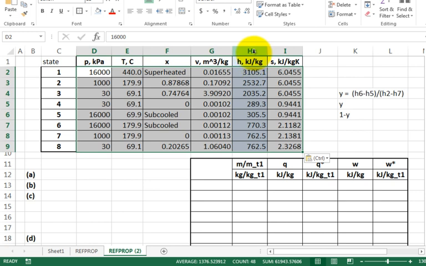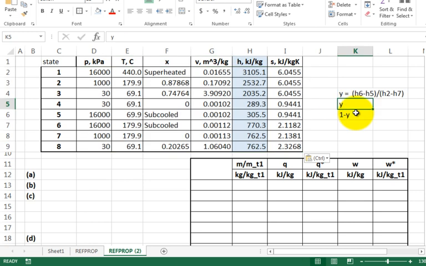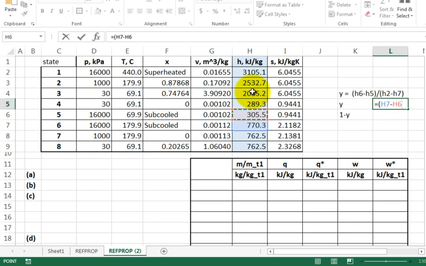Yeah. So now I remember my equation for the fraction that's diverted. Hey, did I write it correctly here? Good. So now I'm going to implement it. I'm going to say give me H6. I'll come over here. There's H6 minus H5 right there. Close parenthesis, divide, and then open parenthesis H2, that's right there, minus H7 right there. Close. And that's the fraction.